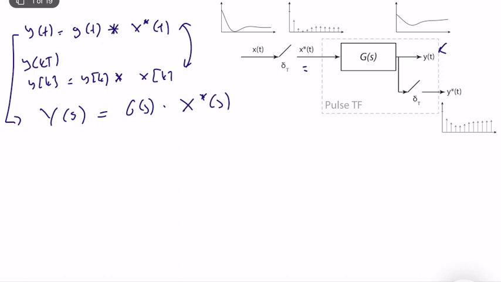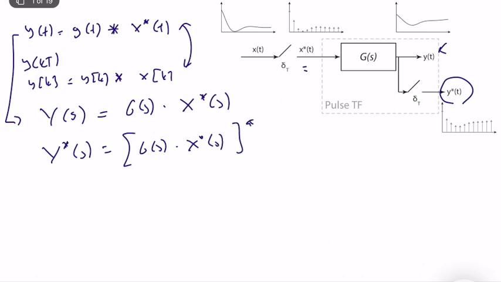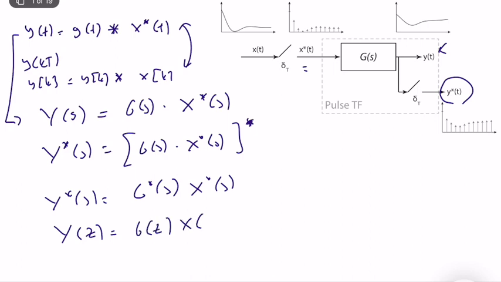If we sample y of t and obtain y star of t, we can take its Laplace transform, which is y star of s, and write it as g of s times x star of s, all starred. Later we learned that y star of s is also equal to g star of s times x star of s, or we can transfer everything into the z domain because everything is starred: y of z is equal to g of z times x of z.